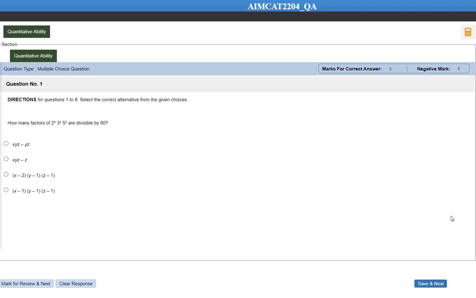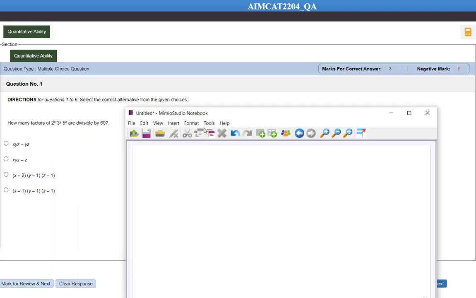The first question: how many factors of 2 to the power x into 3 to the power y into 5 to the power z are divisible by 60? This is an easy question. Let's try to solve this. Let n be equal to 2 to the power x into 3 to the power y into 5 to the power z. We want to find the factors which are divisible by 60. So 60 is equal to 2 square into 3 into 5.